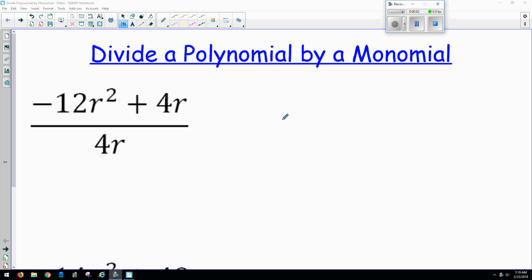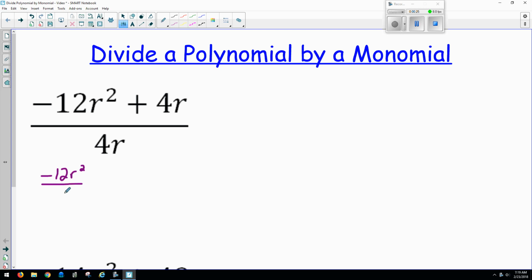Today we're talking about dividing a polynomial by a monomial. So as we can see in the numerator here, we have a binomial, two terms. In the denominator, we have one term, a monomial. So what we're going to do first is just split this up, and we're going to rewrite this so that every single term in the numerator is divided by the term in the denominator.